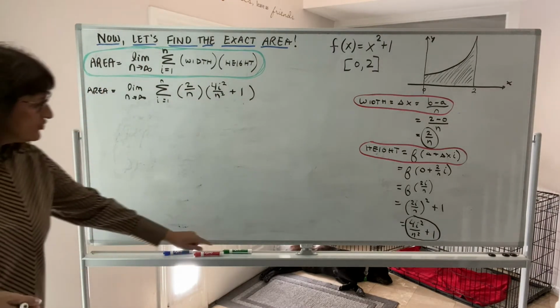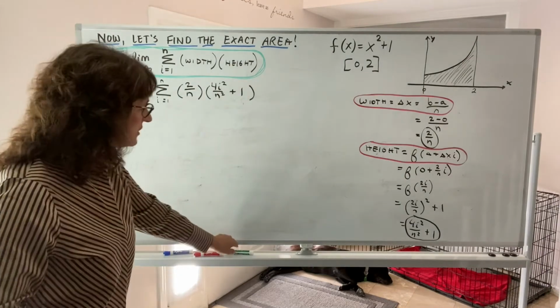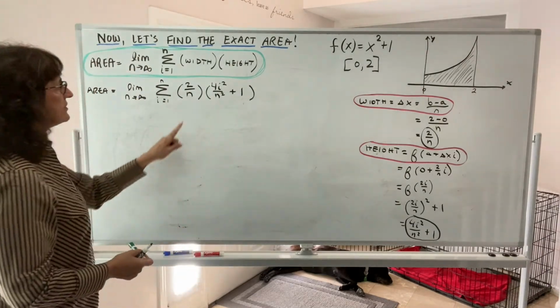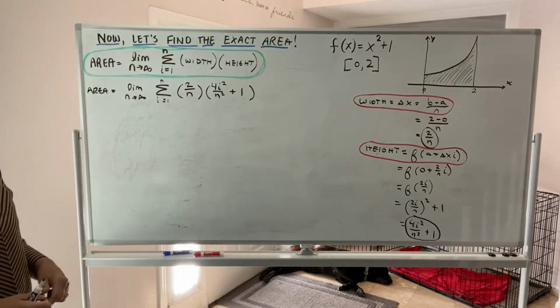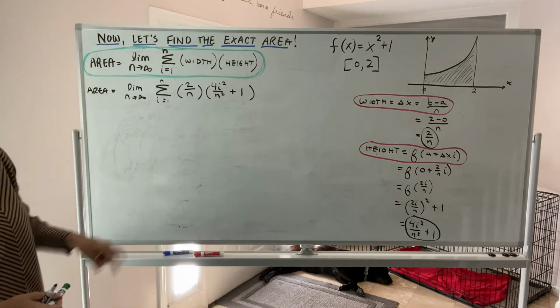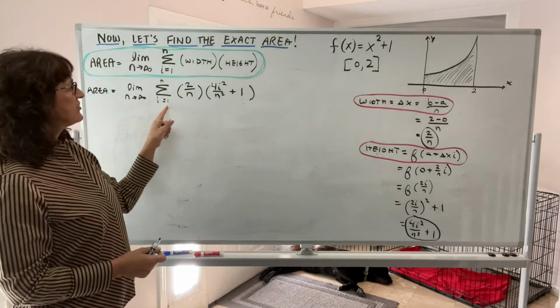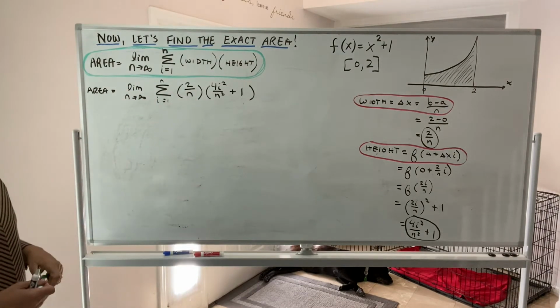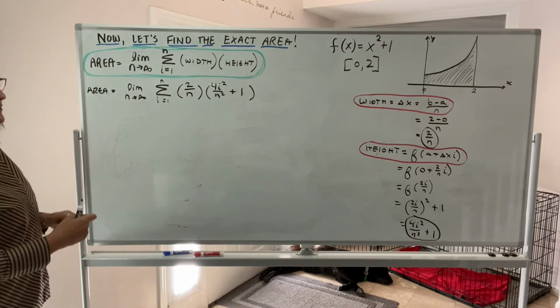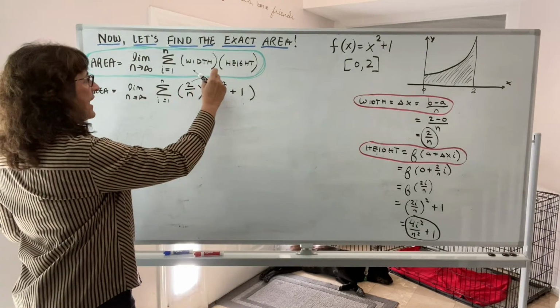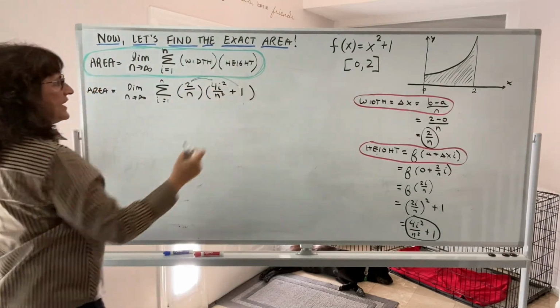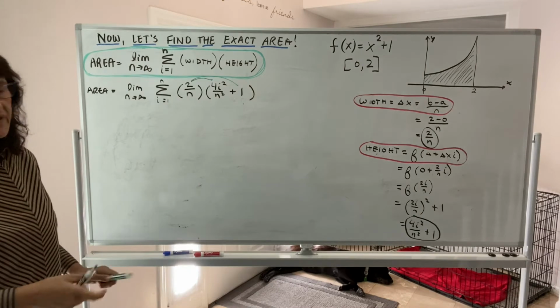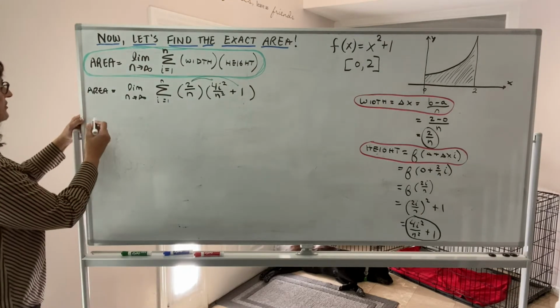Now, what I like to do next is come over here and compute the width times the height for this region. We're going to find all the areas of these infinitely many rectangles, add them together, and it's going to land on the area under the curve. I like to start by distributing the 2 over n. There are many different ways to go through the algebra process, but I like to start by distributing.